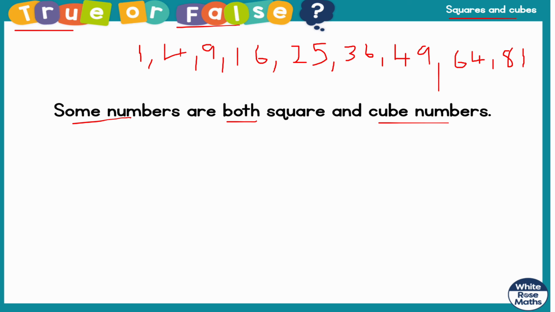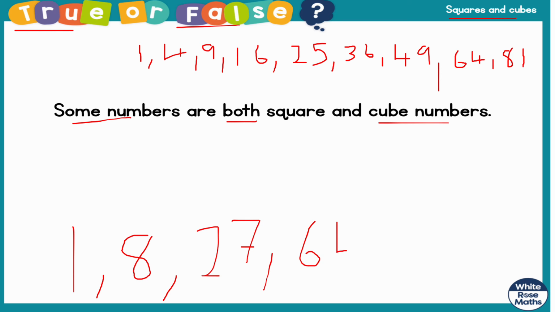Now a cube number is made by timesing a number by itself 3 times. So 1 times 1 times 1 is 1, 2 times 2 times 2 is 8, because 2 times 2 is 4, then times 2 again equals 8. 3 times 3 times 3, well, 3 3s are 9, times 3 again equals 27. 4 times 4 times 4, or 4 cubed, or 4 to the power of 3 equals 64.